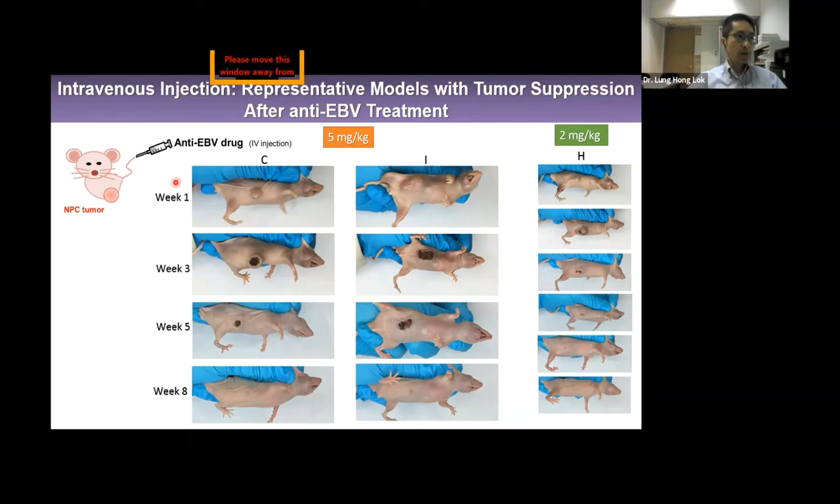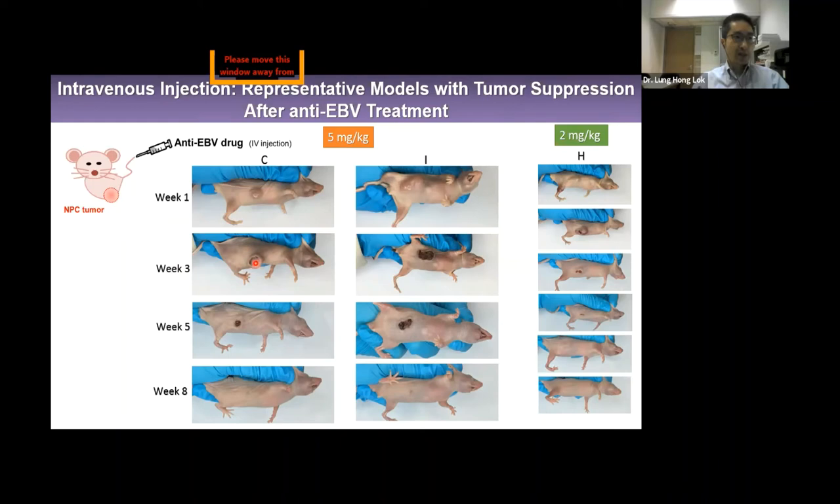For week one, you see the tumors are transplanted at the flank region of the animal. That is subcutaneous transplantation, under the skin. We put the tumor cells under the skin, we wait until they grow to that size, and then we deliver the drug. In week one after the drug treatment, there's no significant change of tumor size. But for week three, look carefully: you see some necrotic tissue on top of the tumor.